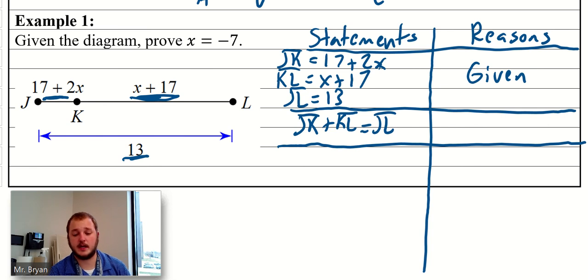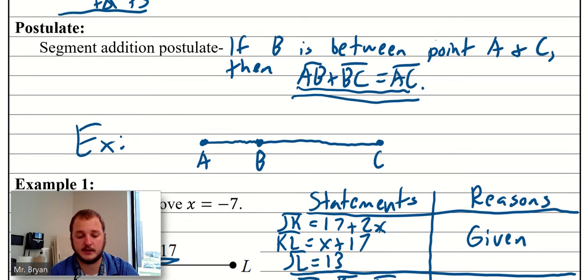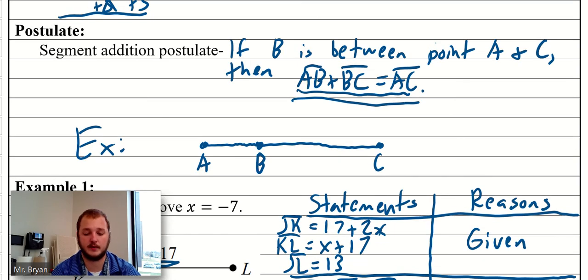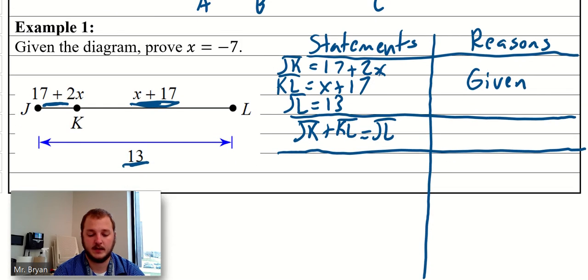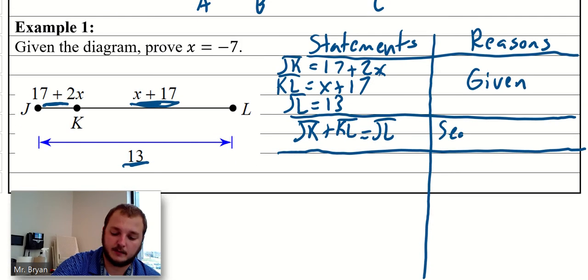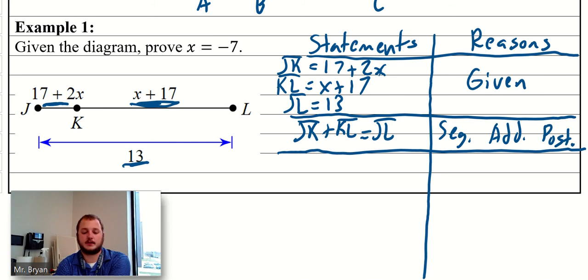Now that we've shown this setup, what does this tell me? How can I do this? Well, we just wrote down that postulate. Remember, the postulate said if I have some point in between two others, then I can write out that equation. So my reasoning for this is going to be segment addition postulate. I'm just going to go ahead and abbreviate each of those words. Okay, so we have this here.